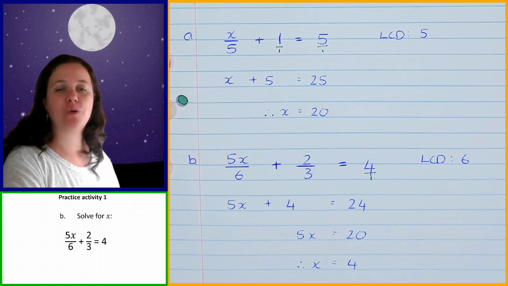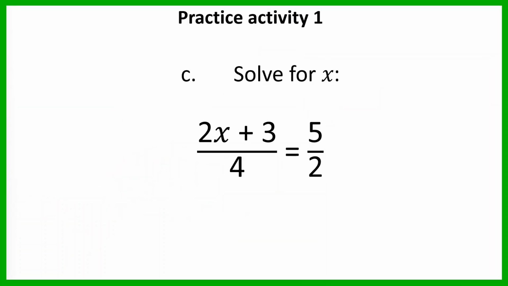Right, let's go on to question C. Here we've got 2x plus 3 over 4 equal to 5 over 2. I'm going to give you 1 minute for this one as well.